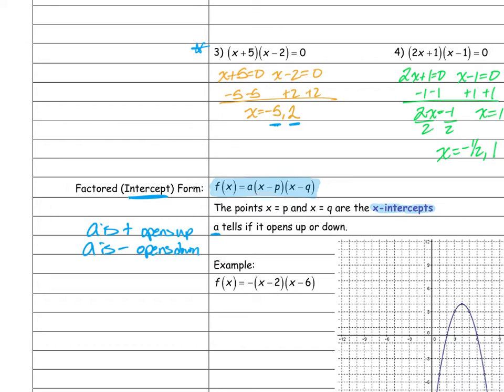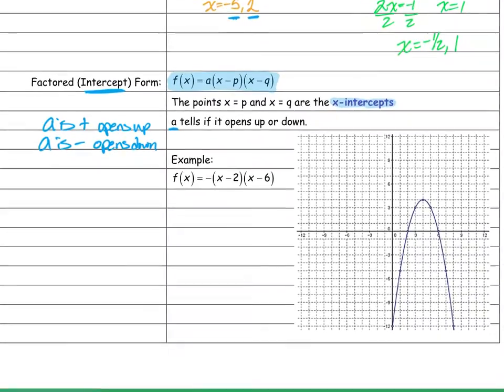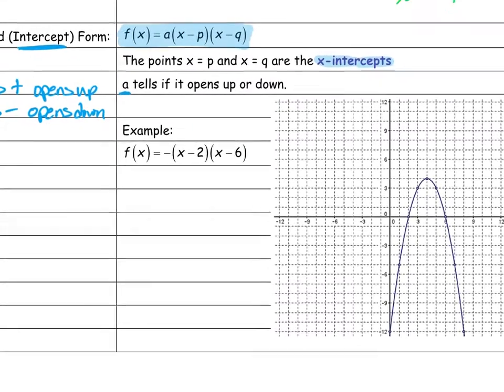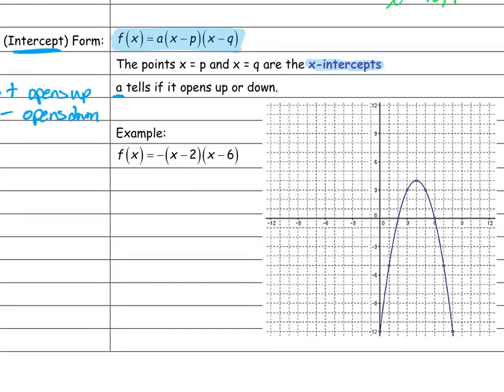So we're going to look at this example I have here and break it down a little bit. First of all, I have a negative in front. That means it's going to open down. As you can tell, my parabola is opening down. And then if I say f of x equals 0, I can rewrite this as 0 equals minus x minus 2 times x minus 6. And then I'm just going to solve those.